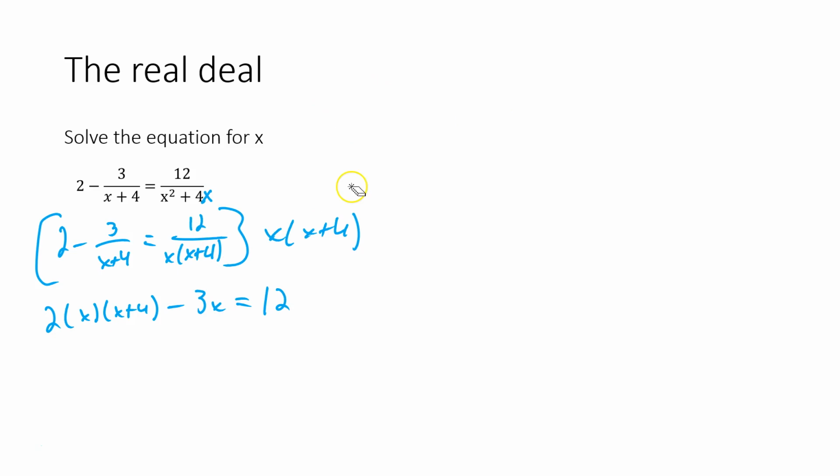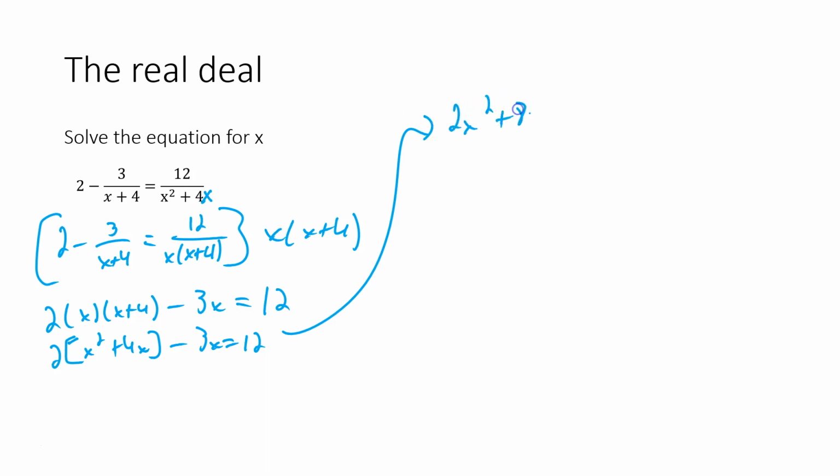All right. So now let's distribute here. I have 2 times x squared plus 4x minus 3x equals 12. So we have 2x squared plus 8x minus 3x. I'm going to move the 12 over. Minus 12 equals 0, because now we have a quadratic, and it's equal to 0. So we have 2x squared plus 5x minus 12 equals 0.